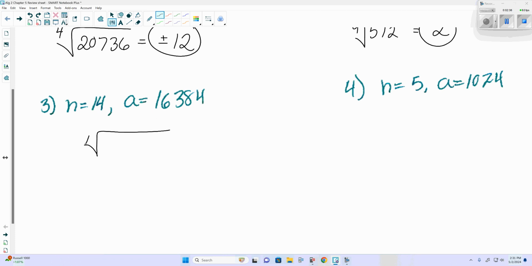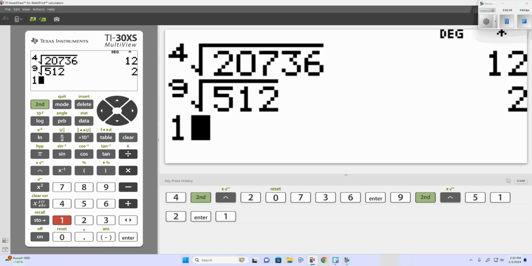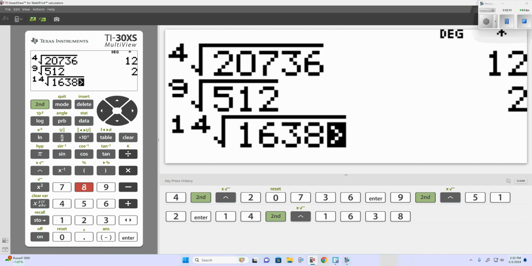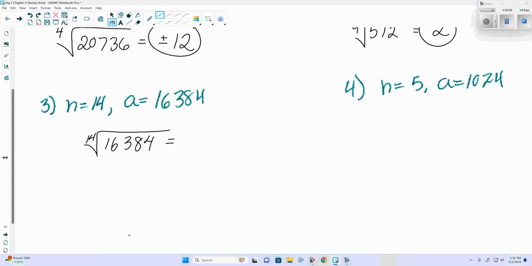So number 3, we're taking the 14th root of 16,384, which is 2. But again, since we took an even root, we would put plus or minus.